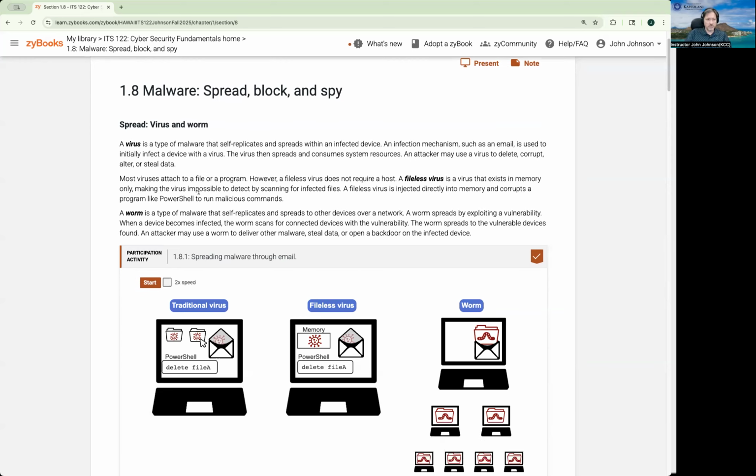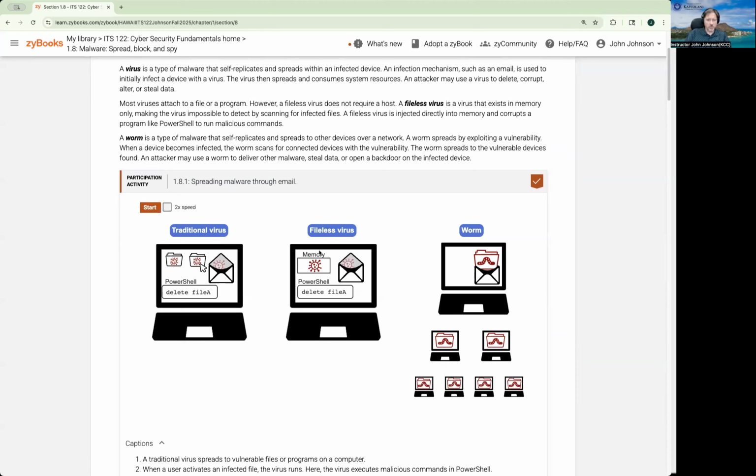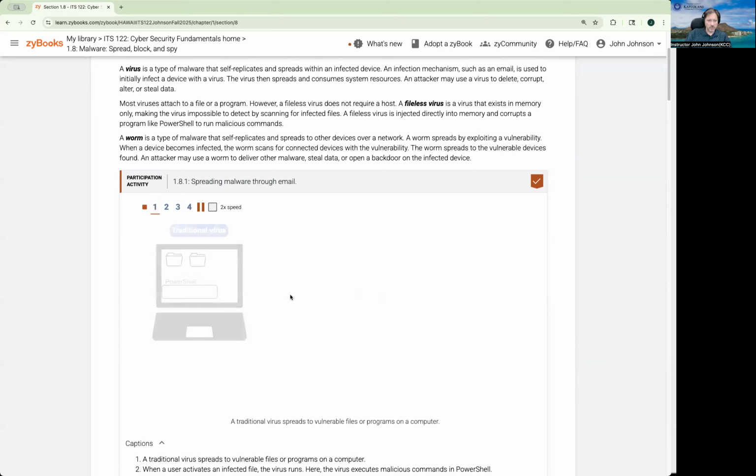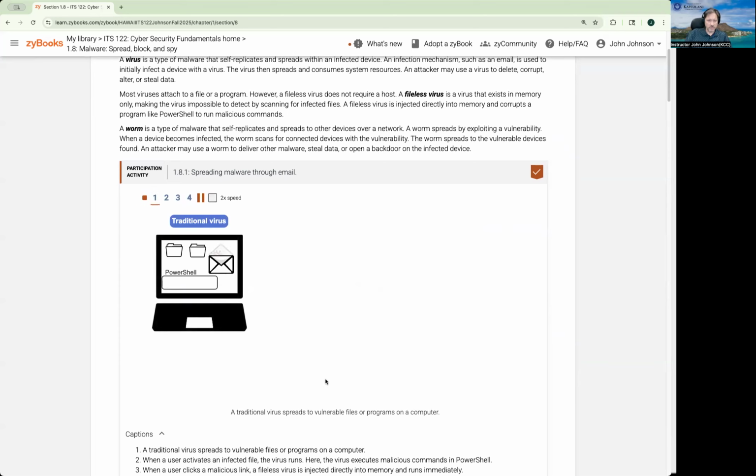So we're going to look at a participation activity here. It's going to show you the difference between traditional viruses, fileless viruses, and worms. With the first one, you've got a traditional virus that's going to spread to vulnerable files or programs on a computer. So, hey, you've got this email, you click on it, and it's going to go ahead and infect different things and files in these folders.